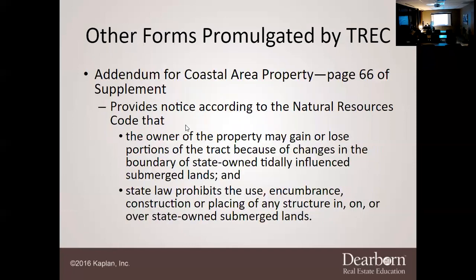Now, the next one. This is talking about the coastal area. And this, of course, is going to provide notice according to the Natural Resources Code that the owner of the property may gain or lose portions of the tract because of changes in the boundary of the state-owned, tidally influenced, submerged lands, and the state law prohibits the use, encumbrance, construction, or placing of any structure in, on, or over state-owned submerged lands.